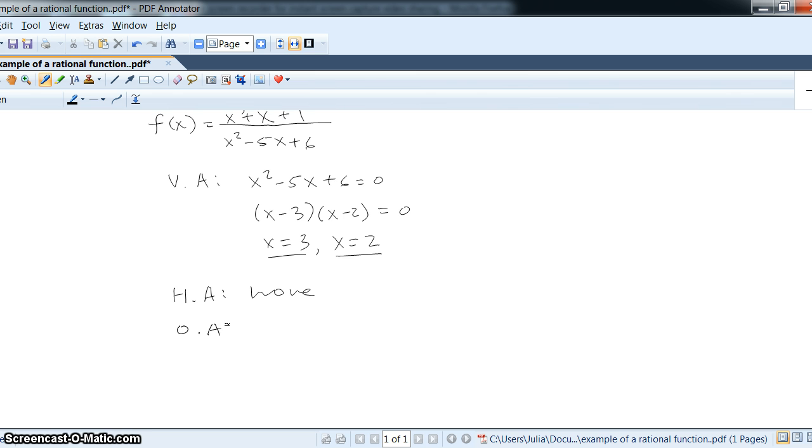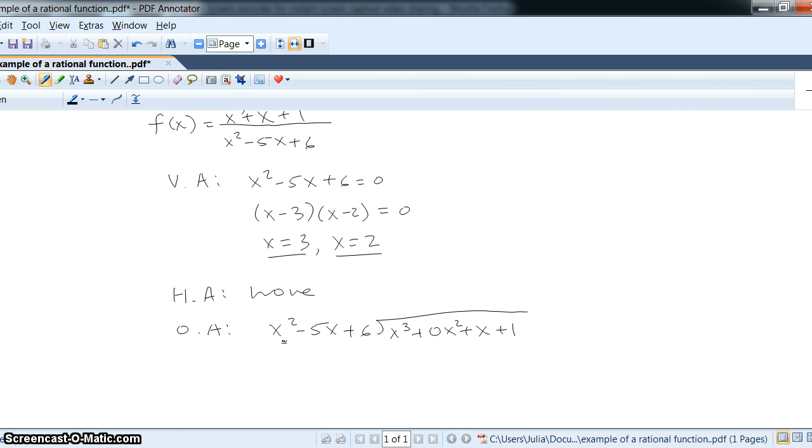And how do we find it? Let's set it up as a long division. So what if we have x squared minus 5x plus 6? That's what we're dividing by, so that's on the outside. And on the inside we have x cubed. Notice x squared is missing, so we have to fill it in with 0x squared, and then plus x plus 1.